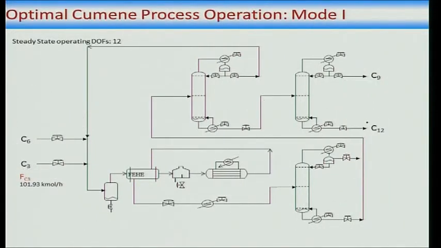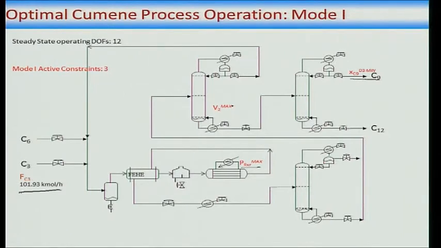Now, if I am given a throughput, so the throughput is given, and I optimize the degrees of freedom that I have, what I find is V2 max should be active, the column should be operated at maximum boil up, P reactor max should be active, and also this should be active. That means the purity of the C9 should be as small as possible. Okay.